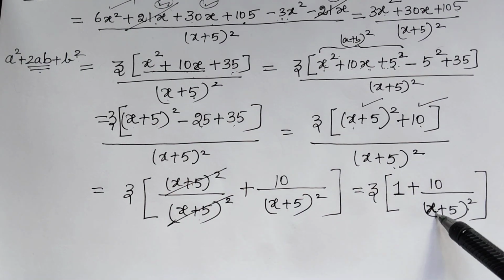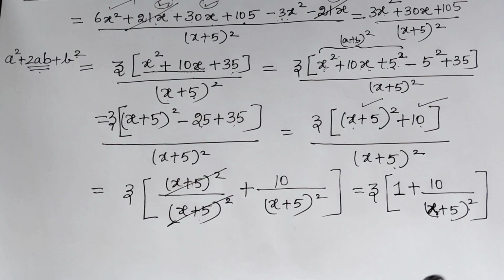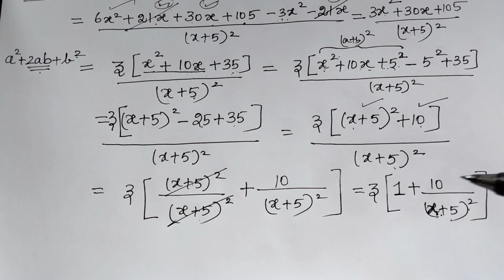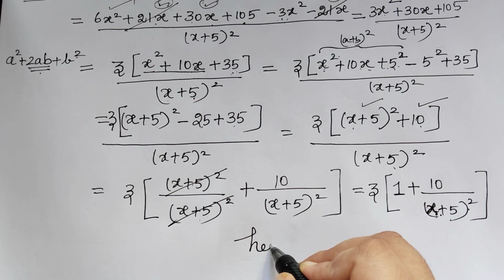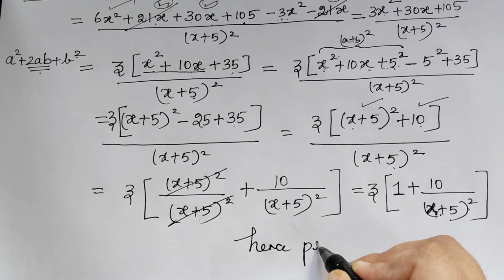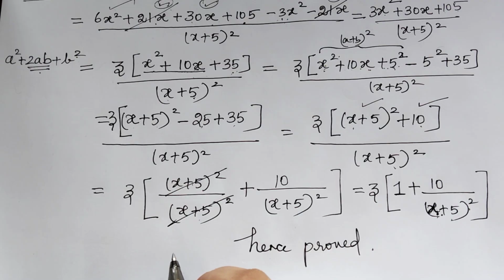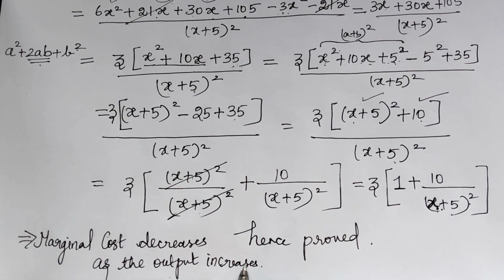So whenever a quantity is inversely proportional to another quantity, as one decreases, the other one will increase. So as one increases, the other one will decrease. So as x increases, the marginal cost will keep on decreasing continuously. And so hence we have proved that the marginal cost decreases as the output increases. So I have just written here, marginal cost decreases as the output increases.